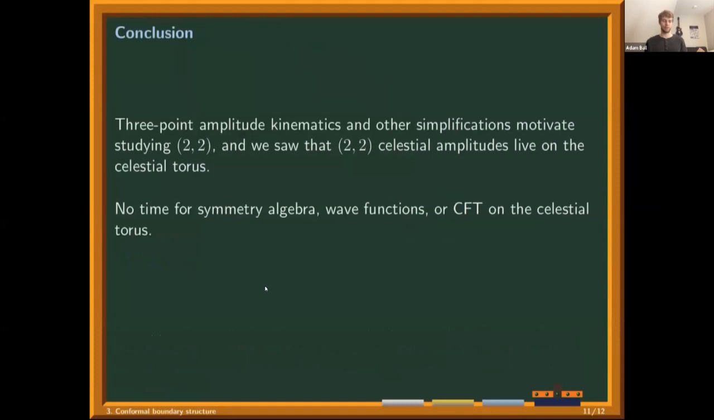So to conclude briefly, we were motivated to study 2,2 signature Klein space, since 3-point amplitudes can be on shell there with real momenta. Working out the conformal compactification, one finds that Klein space has a Lorentzian signature celestial torus rather than a celestial sphere. There's a lot more interesting stuff to discuss, like special symmetry properties and wave functions within Klein space, but there's no time. So thank you.